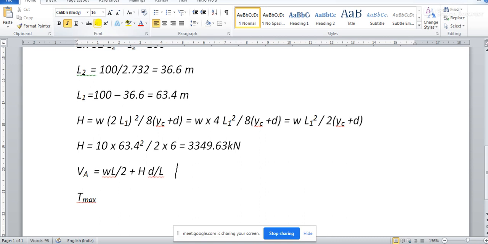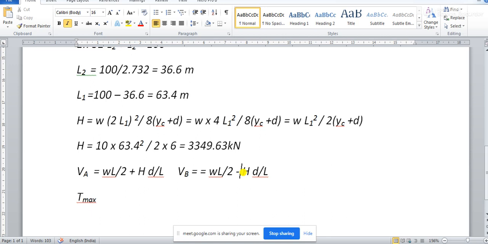And what will be your VB? What will be VB? It will be minus. Absolutely correct. So VB will be equal to this one, just the sign will change, this is minus. Now you understand why it will be plus and why it will be minus. VA is becoming plus because support A is at the higher level in this problem.